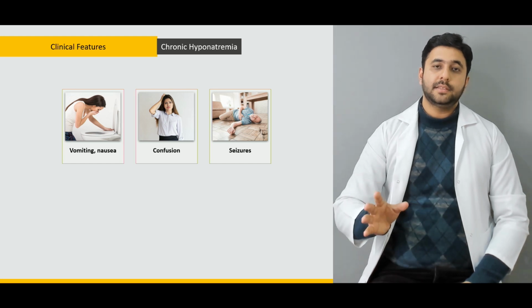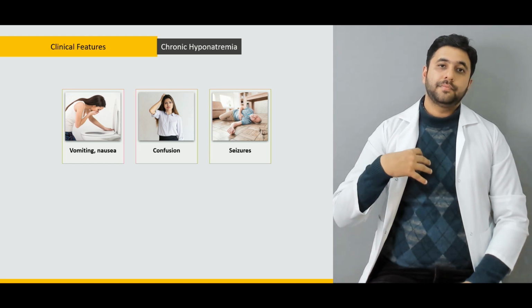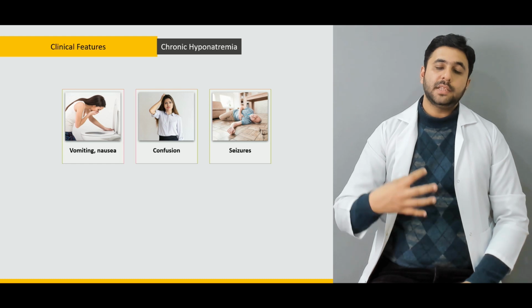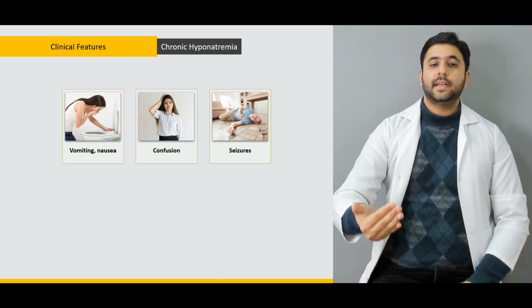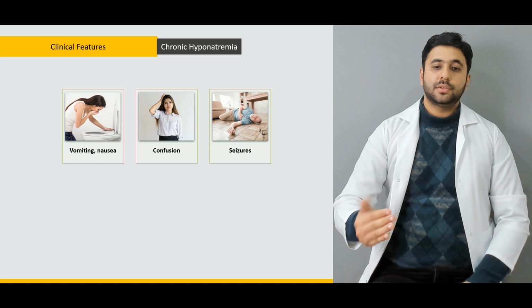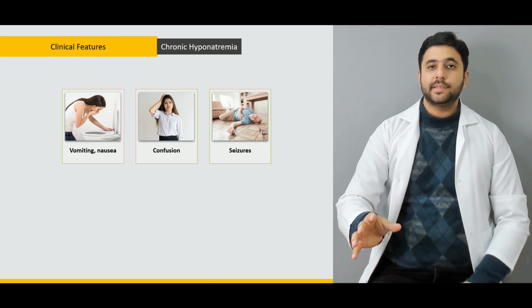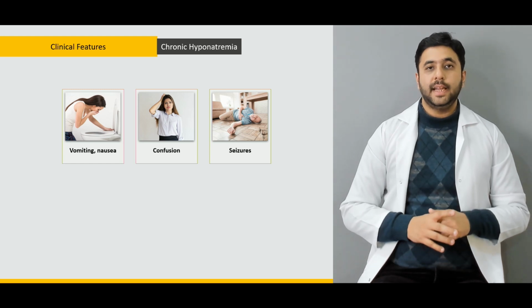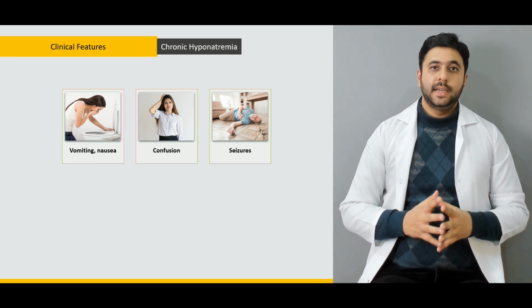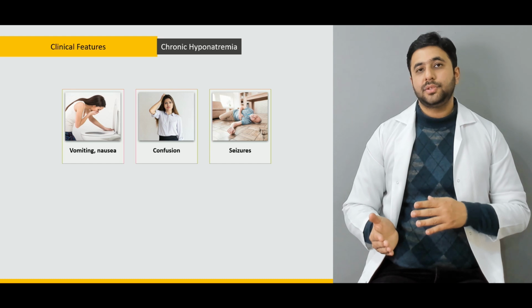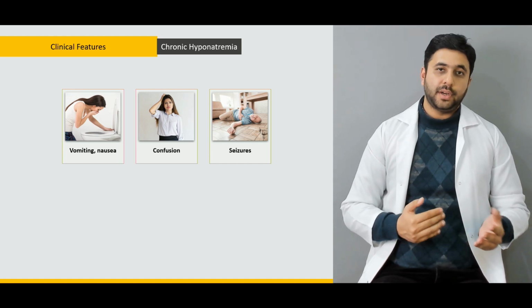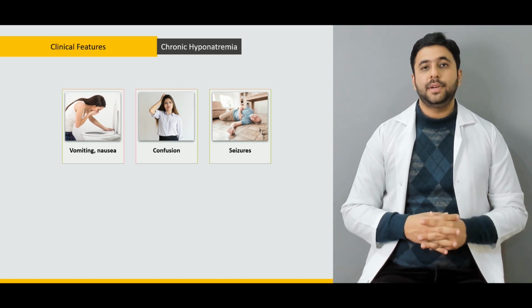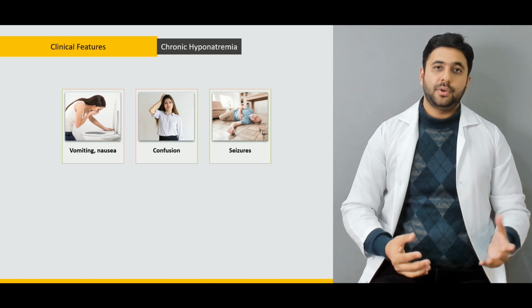And if the patient is seizing, then the urgency of the management of the seizures overtakes the management of the chronicity. So I want you to understand that if someone has seizures, or a lot of delirium, or is going into coma, then we have to treat that patient as a patient of acute hyponatremia. The management will be the same as we treat the patient with acute hyponatremia.